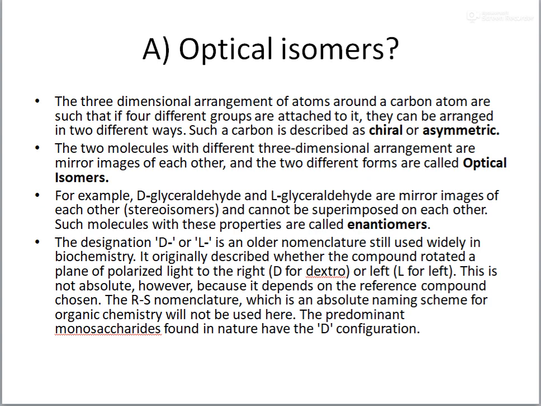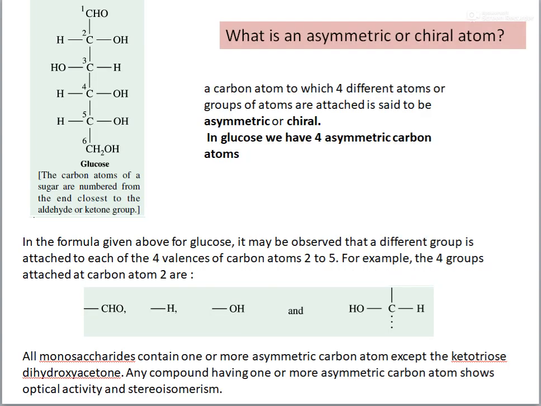First, let's start with optical isomers. Before I discuss the concept of optical isomers, I need to introduce you to a chiral or asymmetric carbon. What is that? The three-dimensional arrangement of the atoms around the carbon is such that if four different groups are attached to it, they can be arranged in two different ways. Now just look into this case. Now what is a chiral or asymmetric moiety? A carbon atom to which four different atoms or groups of atoms are attached is said to be asymmetric or chiral in nature.